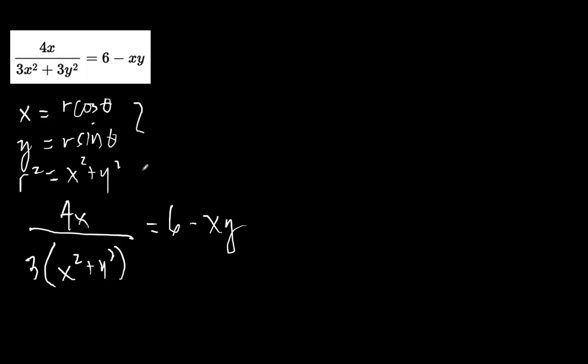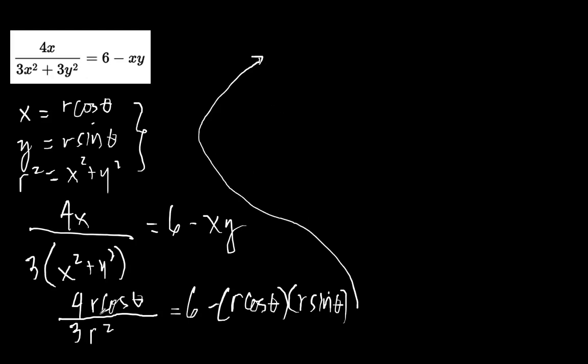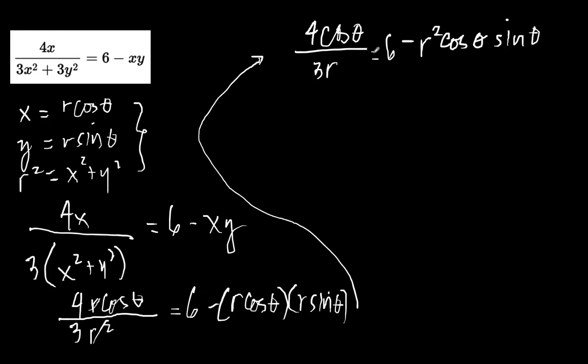So let's make use of these 3 equations. So we have 4r cosine theta over 3 times r squared, right? This is equal to 6 minus xy, which is r cosine theta times r sine theta. And let's simplify our equation. You can cancel out the r. So we have 4 cosine theta over 3r is equal to 6 minus r squared cosine theta sine theta. Here we go. So this is now our equation.